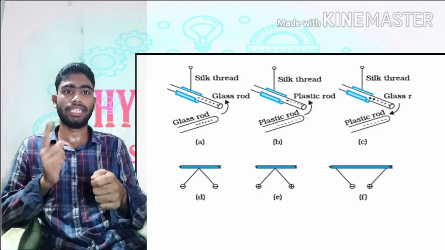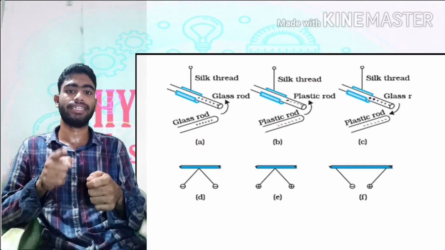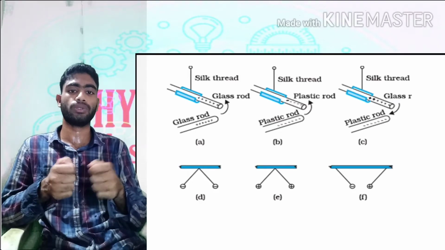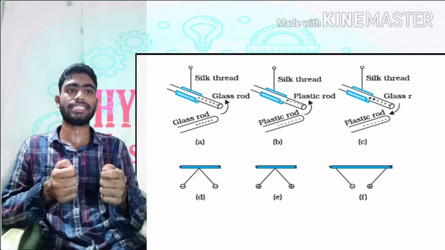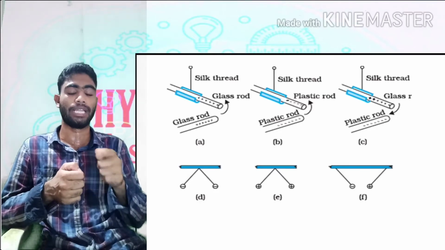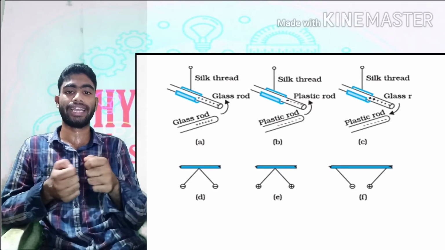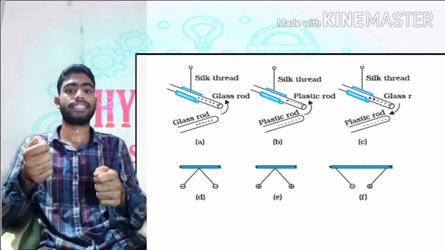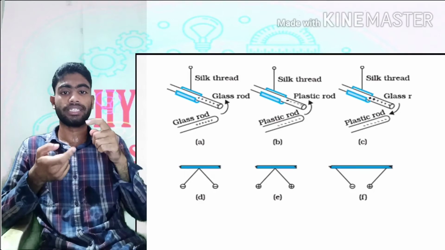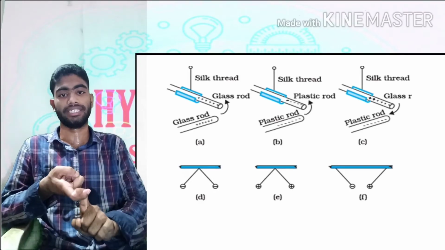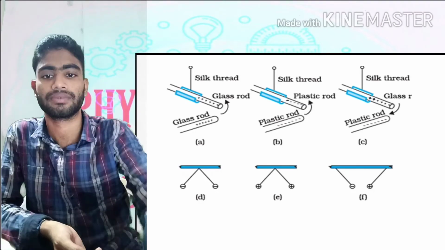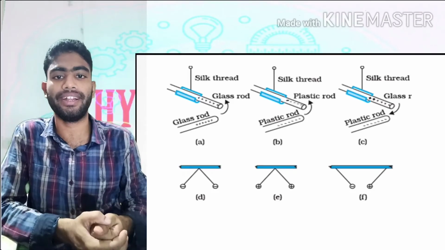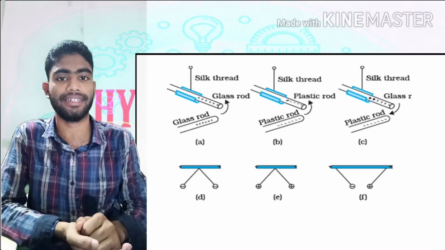Understand? In the first case he took two glass rods and found that they repel each other. In the second case he took two plastic rods and again found that they repel each other. But when he took one plastic rod and one glass rod, he found they are attracted towards each other. In this way he did so many different experiments to reach the conclusion.